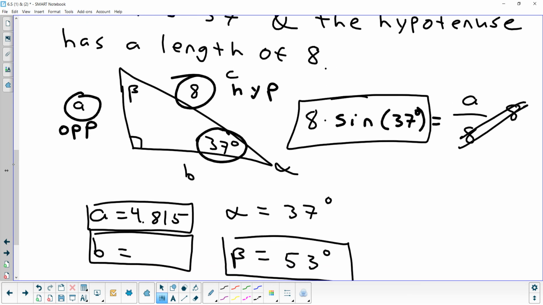Okay, now let's focus on a different color. Focus on what we're circling in red. Those are the two things that we're given. That's what I want to find.